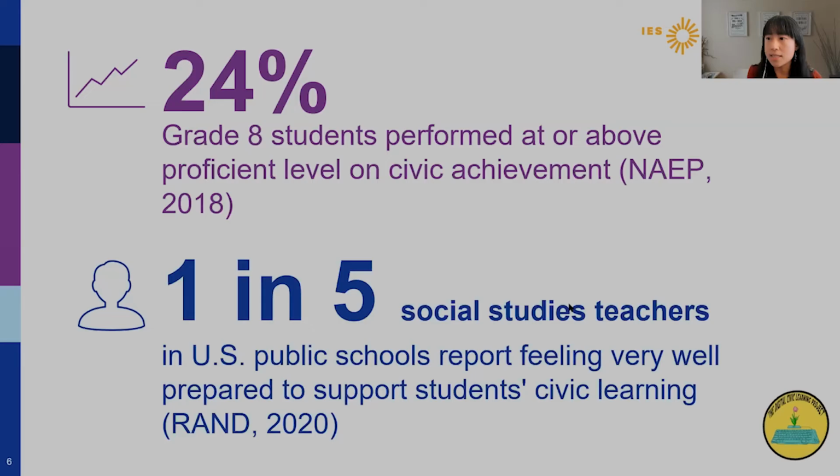And the second reason is that only about 24% of grade 4 students performed at or above the proficient level on civic achievement. And this is based on the NAEP report in 2018. And if we look at social studies teachers' self-efficacy for teaching history and social studies in public schools, only 1 in 5 teachers feel competent in teaching these subjects. And so we've been thinking, given the prevalence of technology use and the importance of social studies topics, why aren't our teachers equipped to educate students in deep learning in this area, social studies?